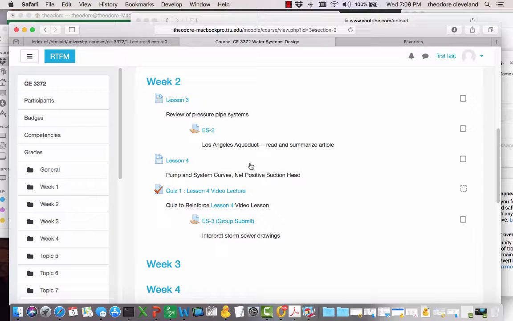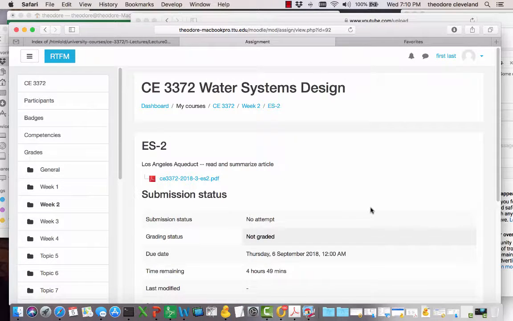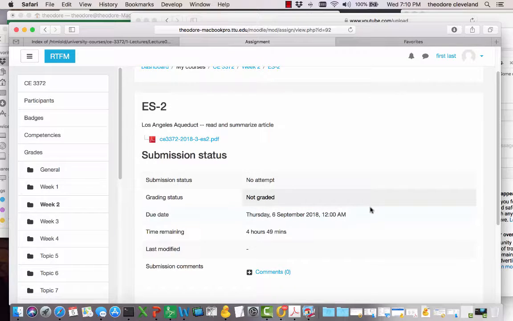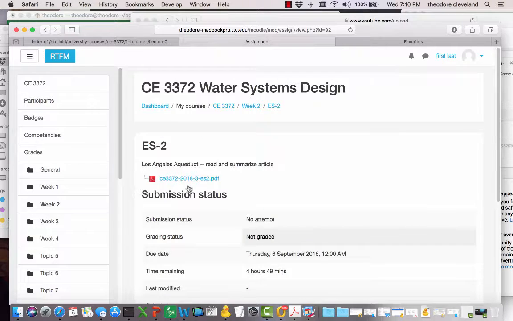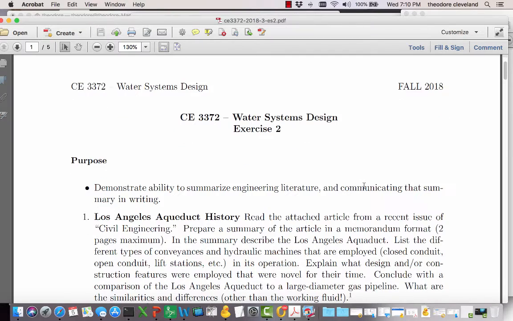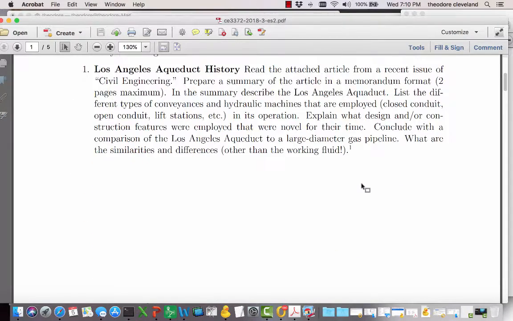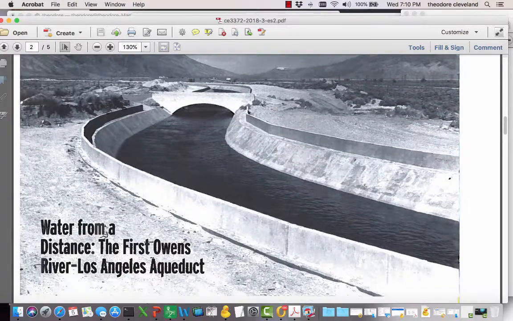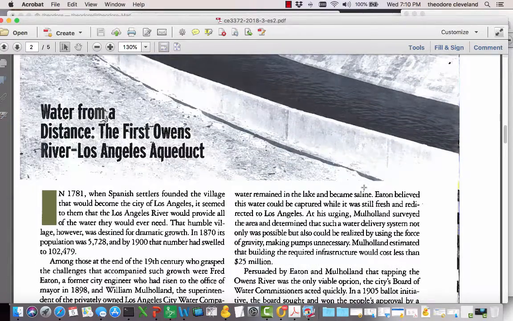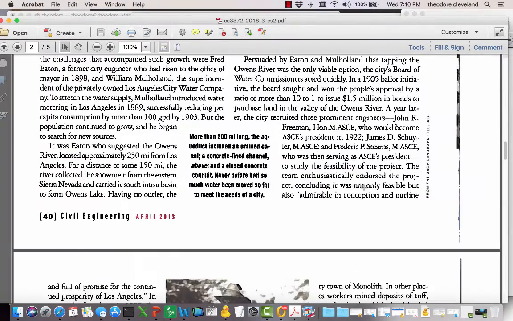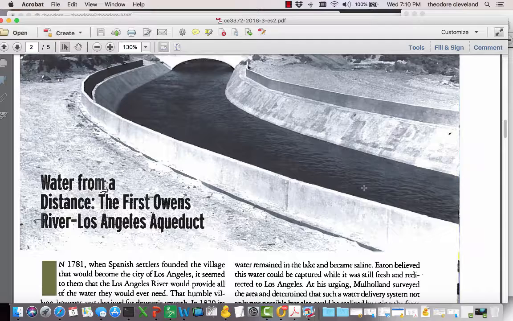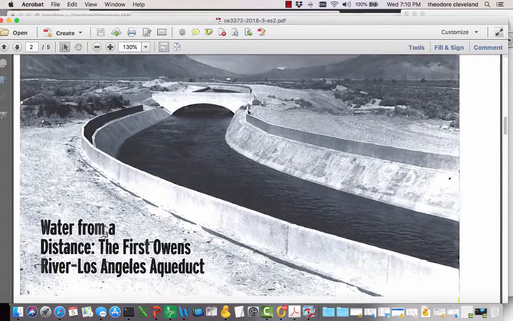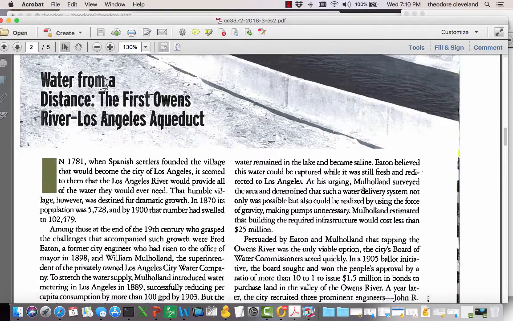What I wanted to do is return to exercise set 2. Currently, that's right, I am a student, so I have not uploaded it, but here's the actual exercise, and you all have seen it, and we're supposed to prepare a summary of the article that's attached, and the article is a history lesson bringing water from the Los Angeles Aqueduct from the Owens Valley to Los Angeles.